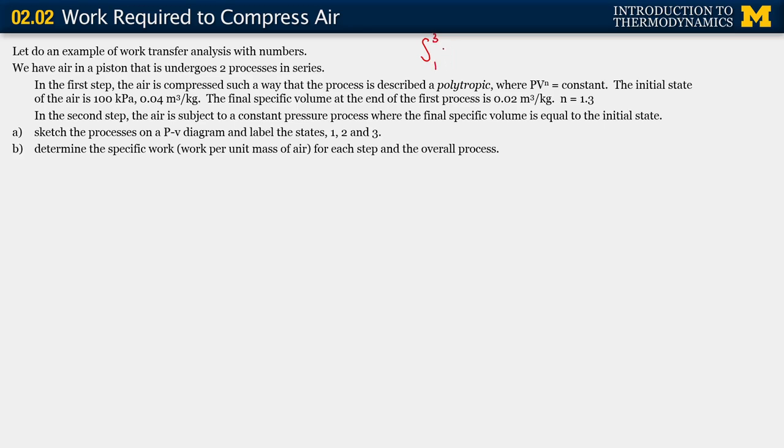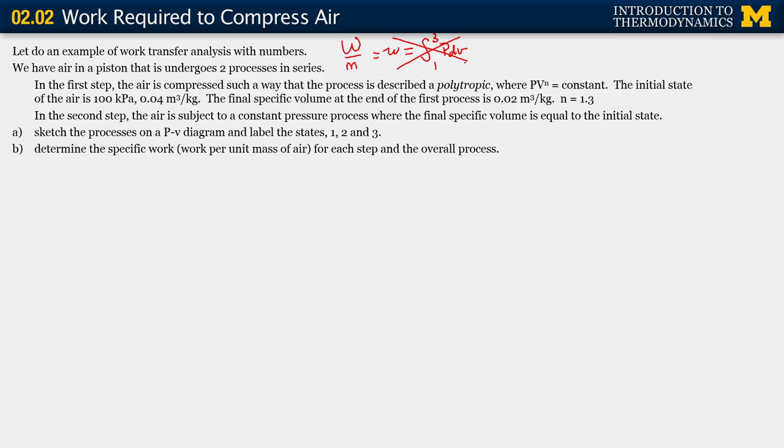Now we know that we have expansion and compression work, so that's what we're trying to find. And remember, we are asked to find the specific work, so the work normalized by the mass of air in the system. So we'll denote that as a lowercase w, and that's equal to the expansion and compression work. And again, if we were to just calculate the work from 1 to 3, that would be incorrect.